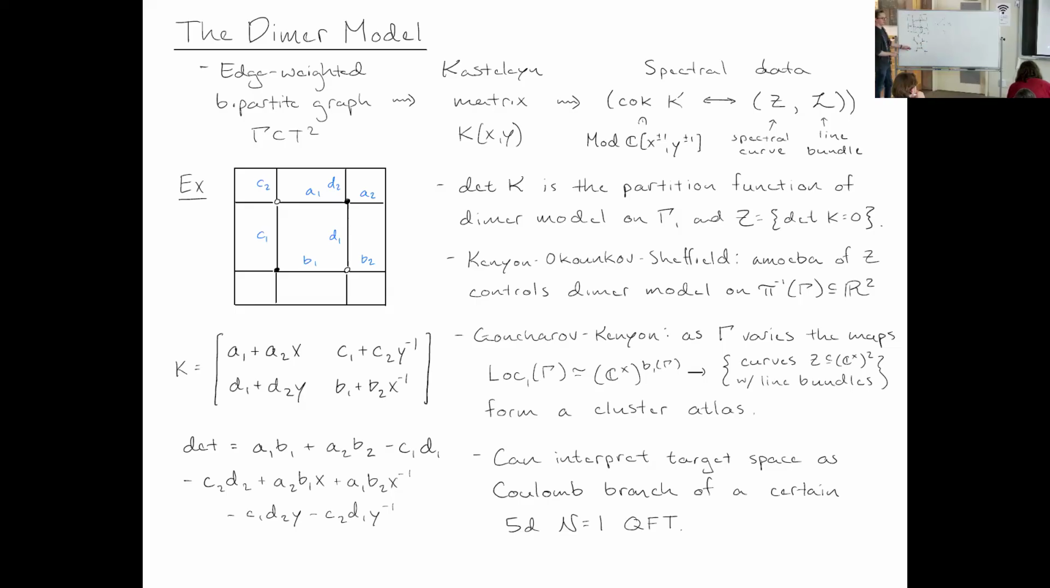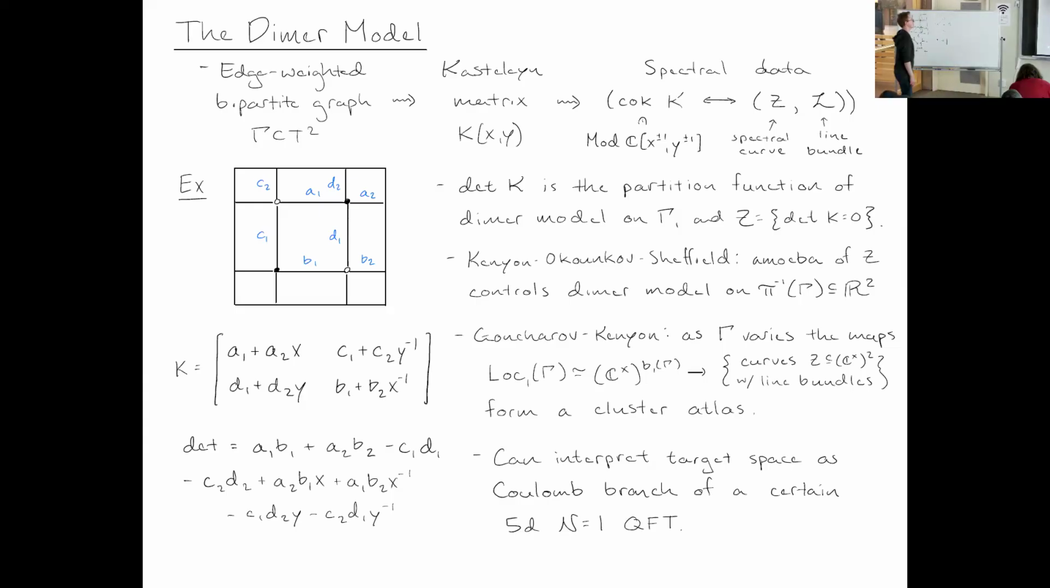So that's a certain operation on graphs. And then you also allow yourself the operation of removing bivalent vertices. So if you consider graphs up to those two operations, the resulting maps give what's called a cluster atlas on this moduli space.